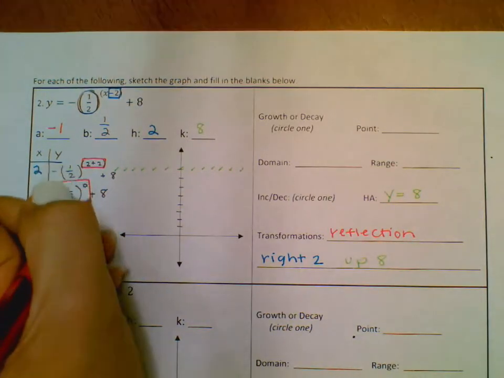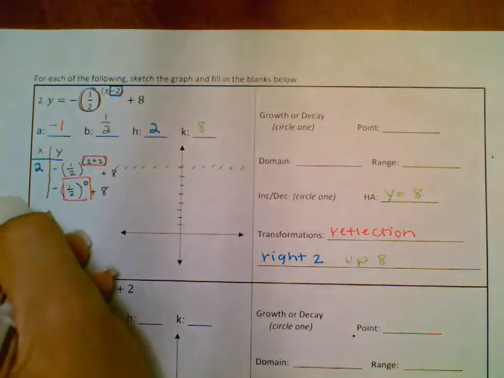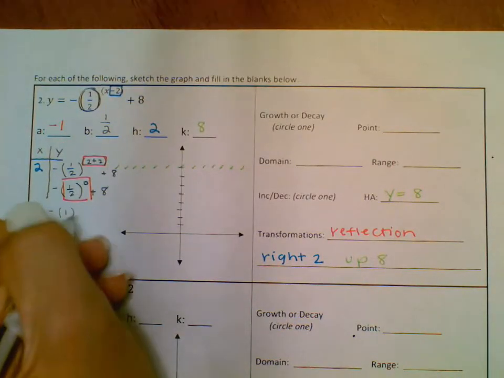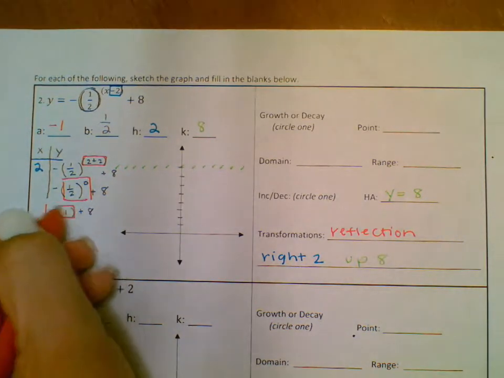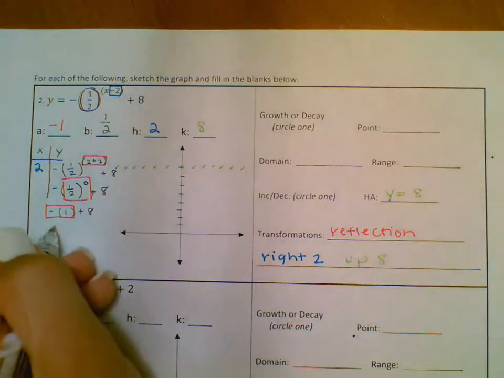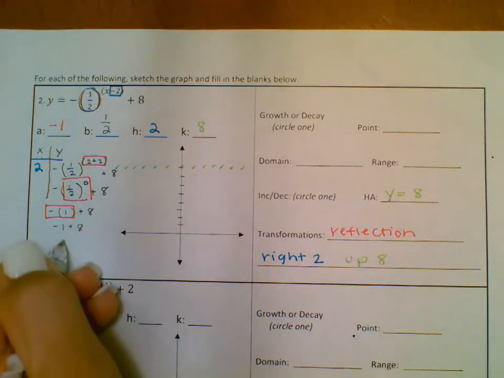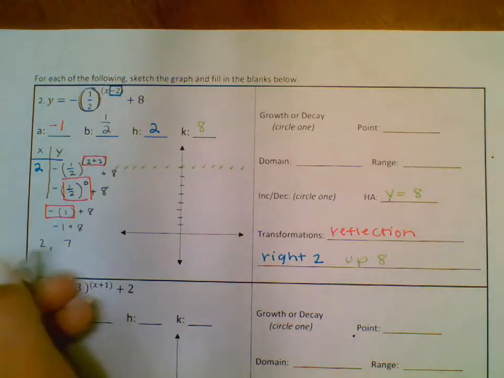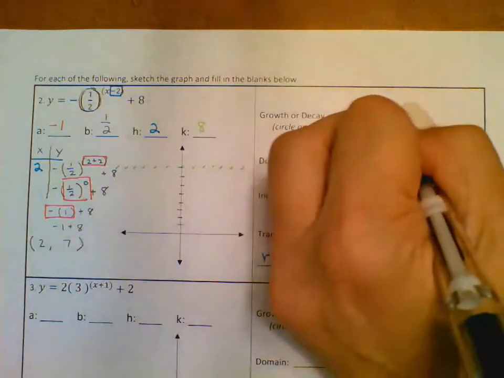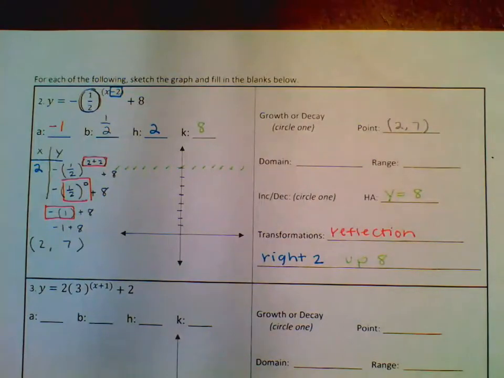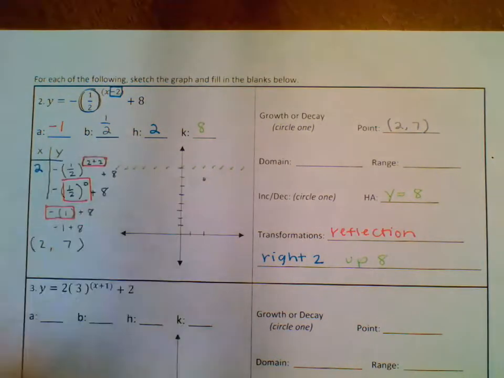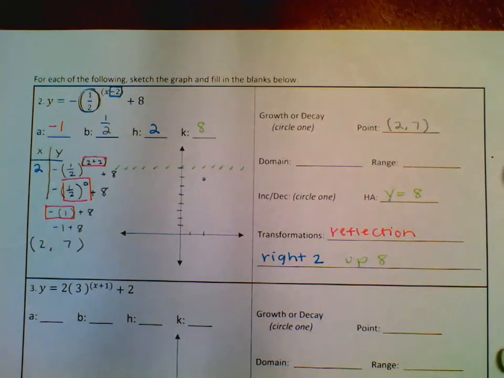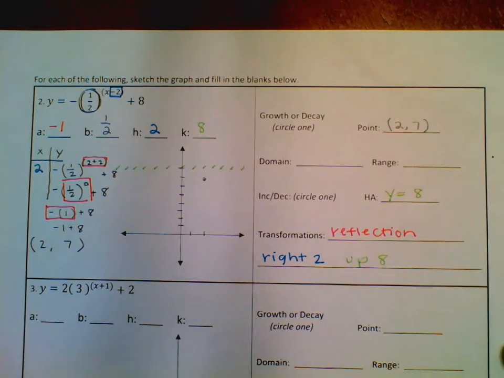So 1/2 to the 0 power is 1. So negative times 1 plus 8. Negative times 1 is -1, and then I can add 8. Negative 1 plus 8, which is 7. So my point is at 2, 7. So over 2, up 7, and right there. And that is a lot closer to the asymptote this time because there is no stretch here. So it's a lot closer to the asymptote.